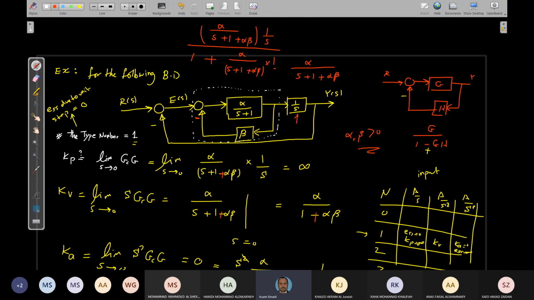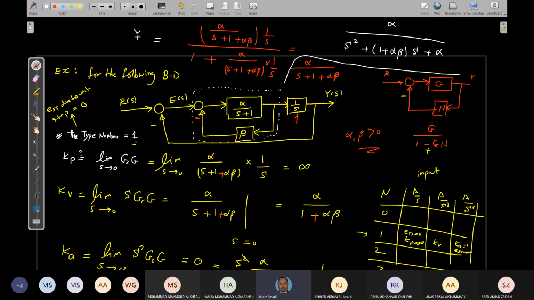Now, can you simplify this one? But simply, I'm too old to do that. So you will multiply by this one, correct? Up and here. If you do so, you will end up here with alpha. And here you will end up with what? S square plus 1 plus alpha beta S plus alpha, I think. Yes. Thank you. Do you see how easy is that?